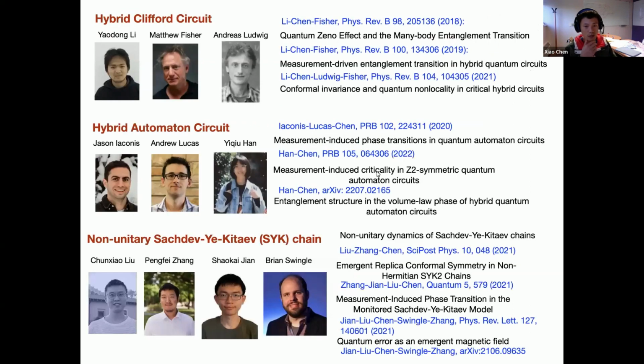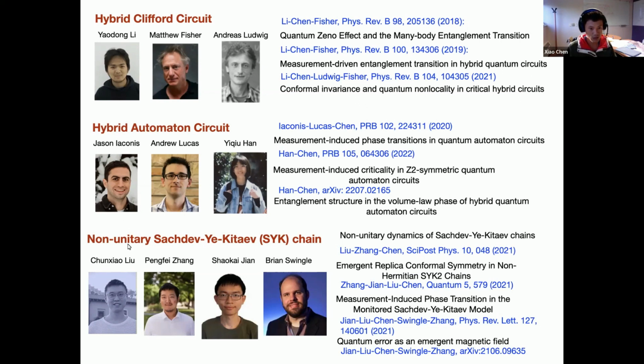This work is done with three groups of people. The first one is based on the hybrid Clifford circuit. This is one type of circuit which allows us to do large-scale simulations for up to several hundred qubits. The second type of model is the hybrid automaton circuit. This type of circuit provides both a numerical technique to understand quantum dynamics, and also a nice tool to analytically understand the evolution of the dynamics and make connections with some classical particle dynamics.